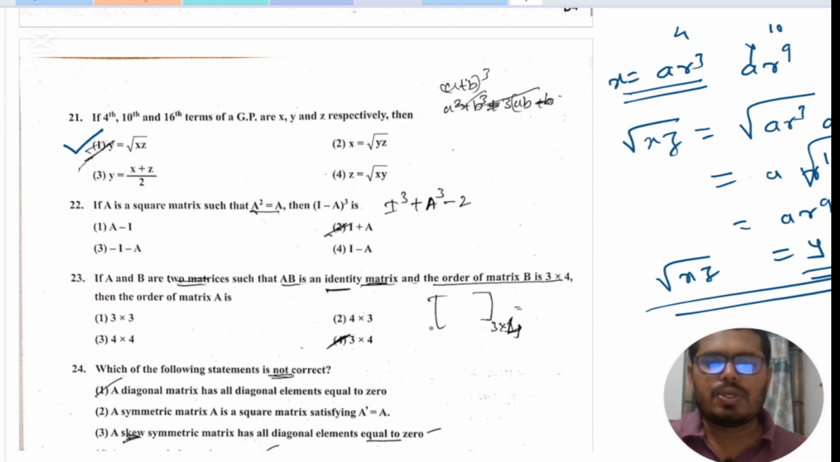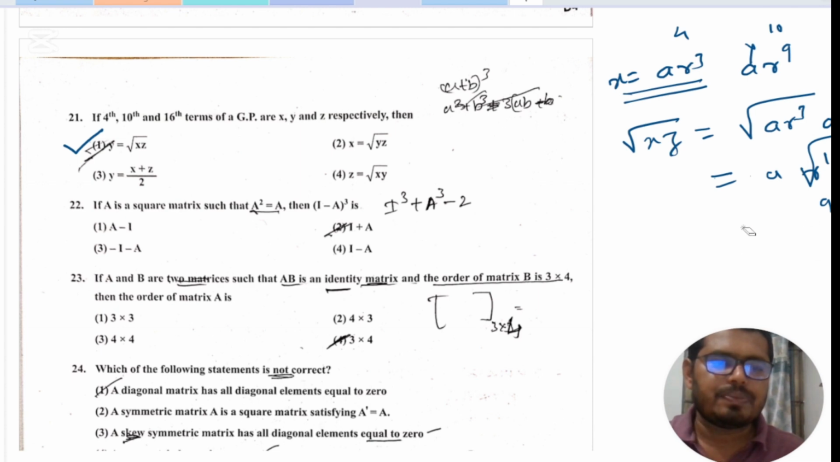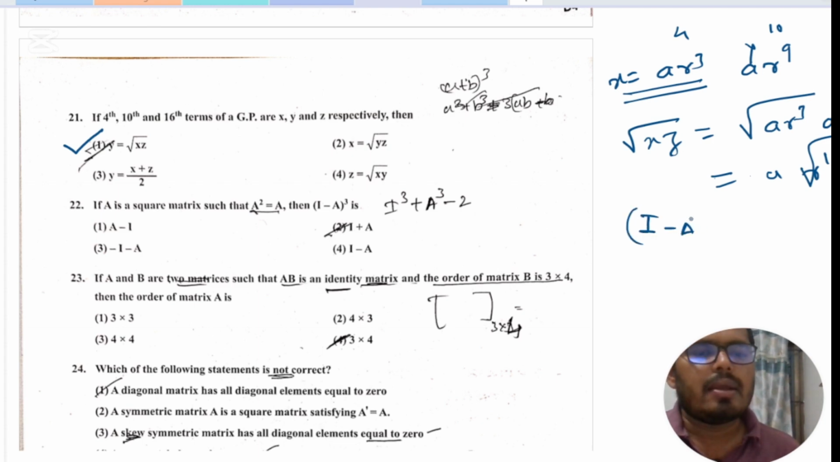Okay, next note: if A is a square matrix such that A square equals A, then what is A raised to cube? Let's see. They have given A square is equal to A. Then (I minus A) whole cube, by using the binomial theorem, because I and A are commutative matrices, therefore the binomial theorem is applicable.